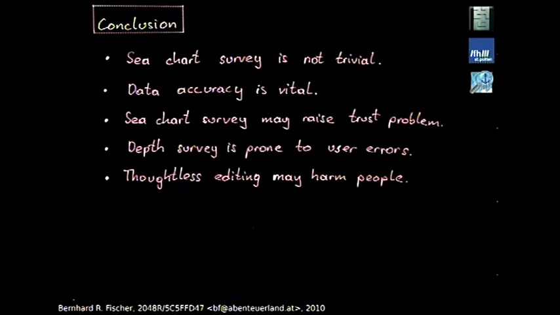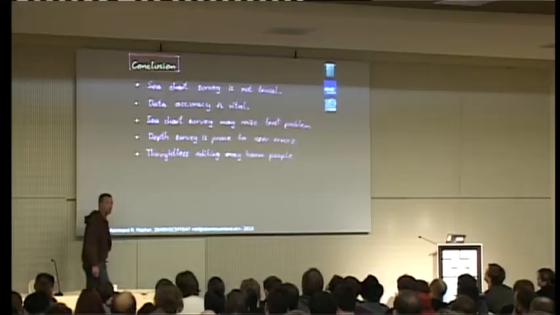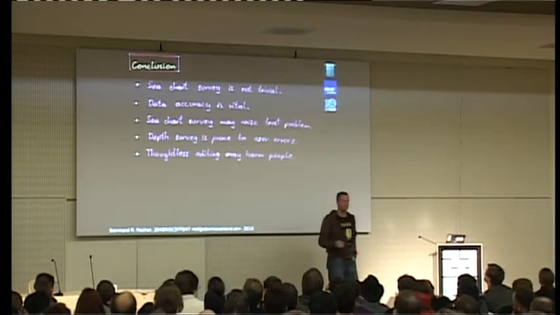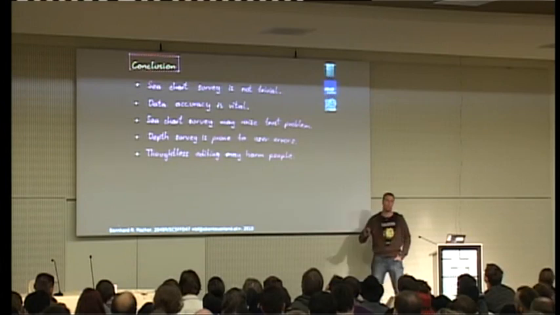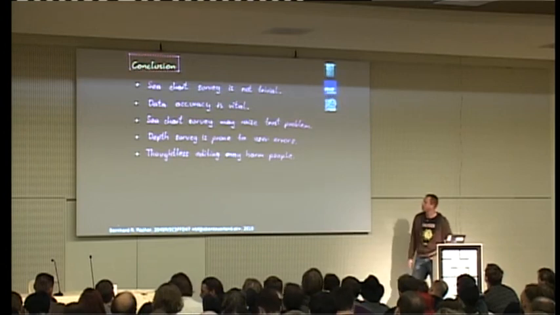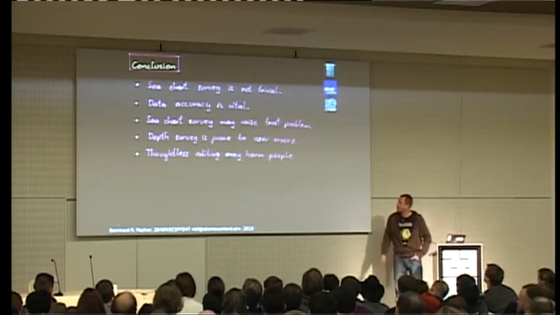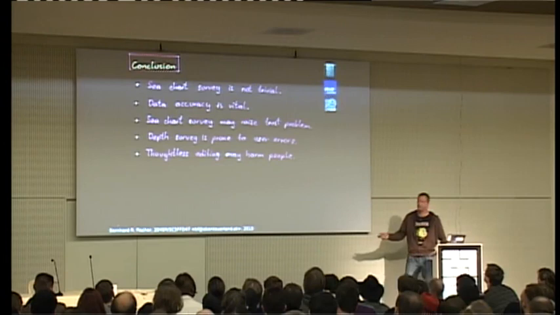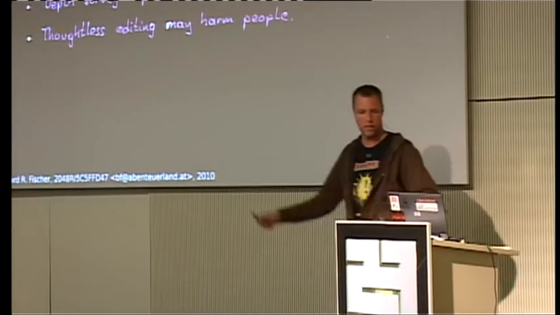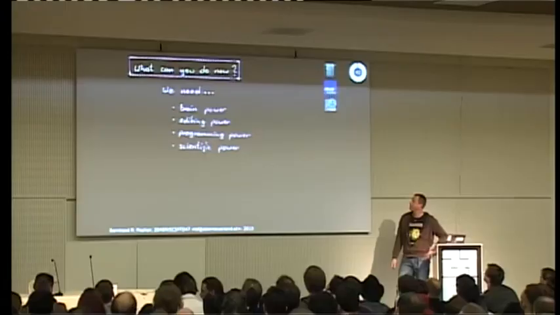Well, and then again, I want to raise this trust problem. That's really a big problem. In the current state, everybody can edit, and I think this might be a problem in the sense of data accuracy and trust that we need from a sea map or sea chart, okay? Because thoughtless editing may harm people. If you hit the ground somewhere, it may create dangerous situations.